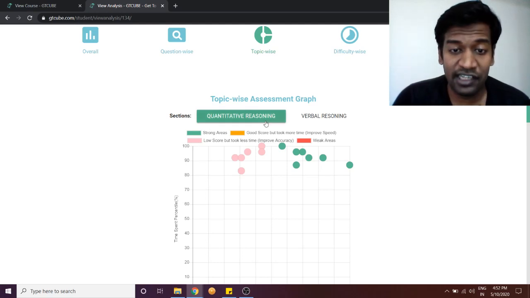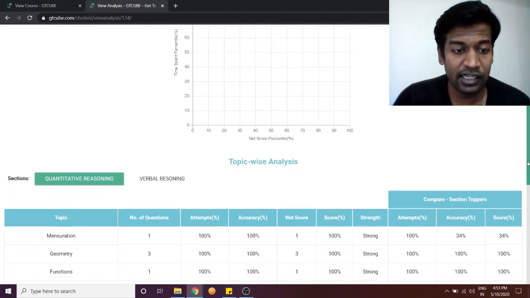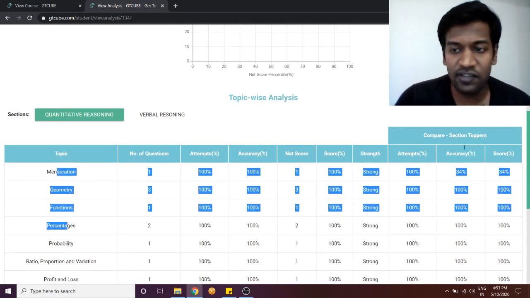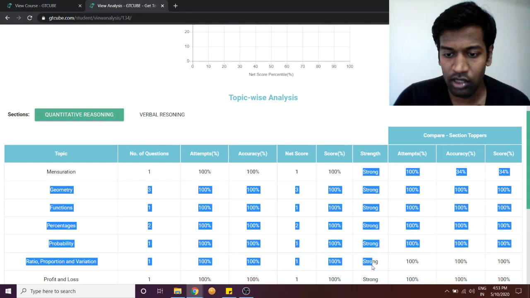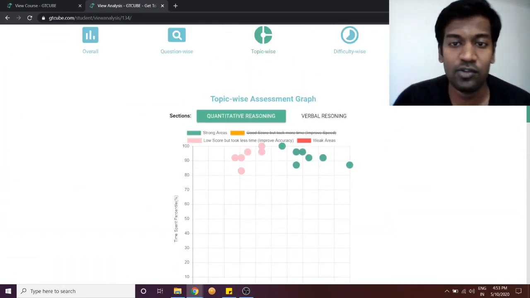There is a graph that shows strong areas and weak areas and stuff like that. So this is my strong area, this is relatively on the weaker side, etc. And then it also talks about the topic wise strengths and weaknesses. You'll see words like strong or weak, or average here, depending on what you got right and what you got wrong.